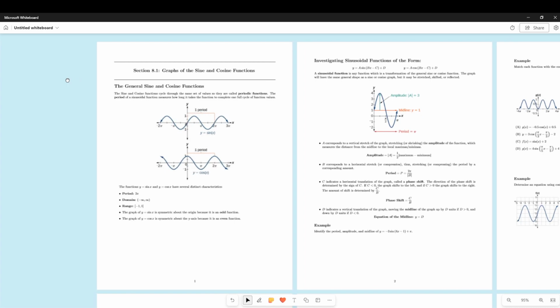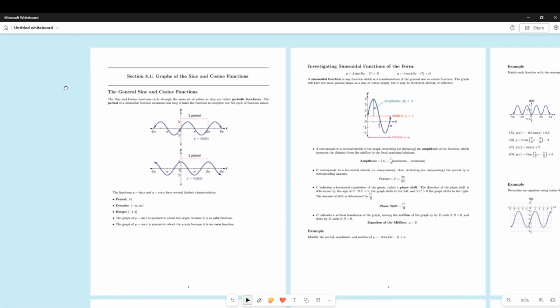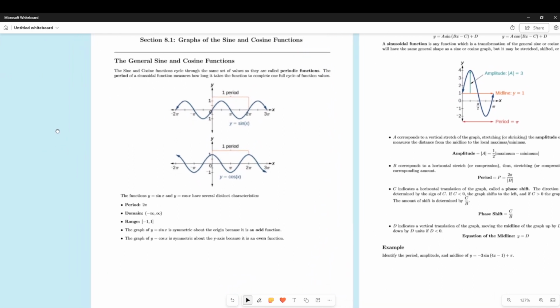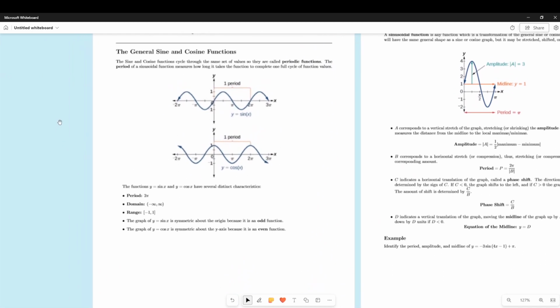So again, make sure you're looking over this material beforehand. We're going to go through it fairly quickly in the notes. I want to make sure you get a nice, robust idea of some of these notes.